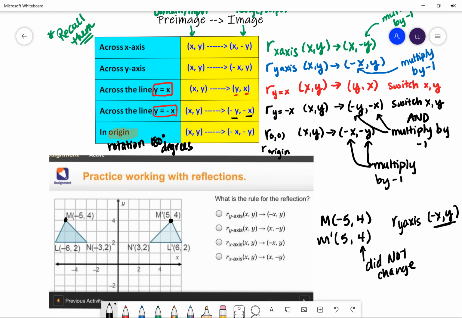So now look at my answer choices. -x, y is the first answer choice. Reflection over the y-axis, -x, y. It's not this one because it changed the y coordinate. That's why it's not that one. It's not a reflection over the x-axis, so that's why we didn't choose that one. Those last two. All right. So moving on to the next example. Well, actually, let's pause right here so you can write some things down.